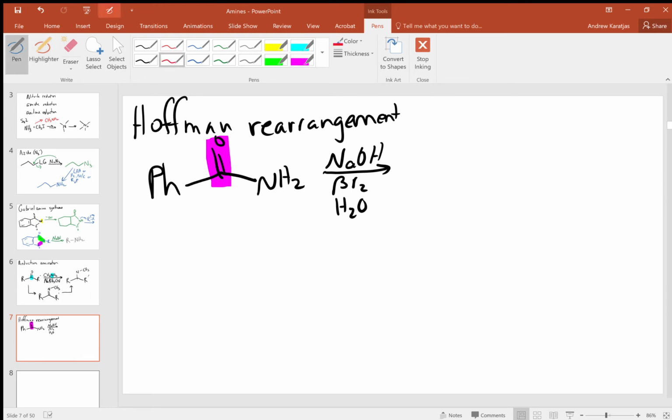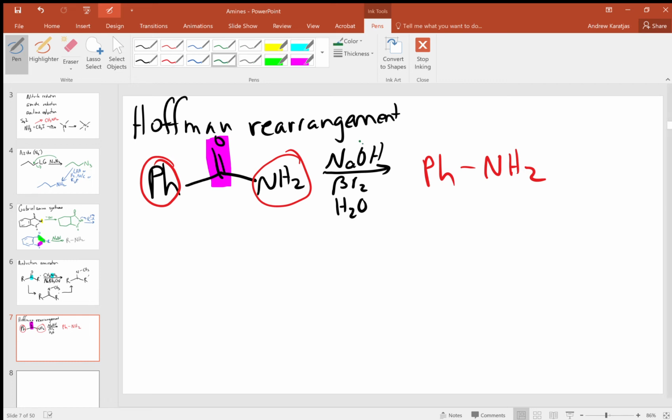So what we end up with is whatever this R group is over here. Here it's an aromatic ring. It could be something else. And the NH2 that's on the other side of the carbonyl will become directly attached to each other. So how does this work?